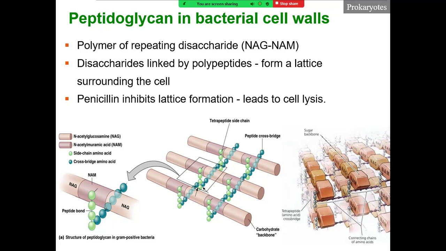Let me remind you that the gram-negative cell wall has more than one layer of peptidoglycan. It's something like 3 to 20 layers of peptidoglycan. And then the gram-positive cell wall has something like 30 to over 100 layers of peptidoglycan. Any question about any of that?